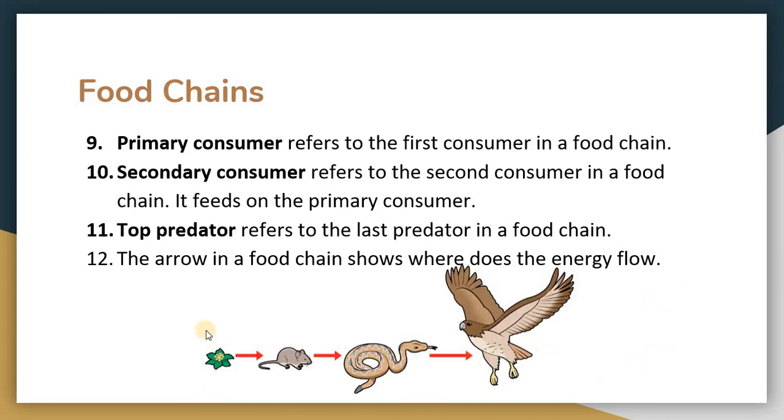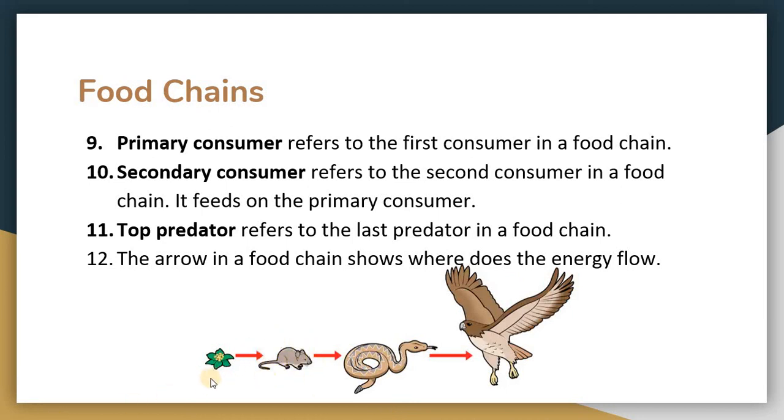So if you notice in these food chains, there are arrows, right? The arrows pointing from the plant to the mouse, and the mouse to the snake, and so on. So the arrow in the food chain shows where the energy flows, right? So where do we get the energy from? First of all, the energy comes from the sun. So the plant will actually trap the solar energy, and that's where they collect the energy.